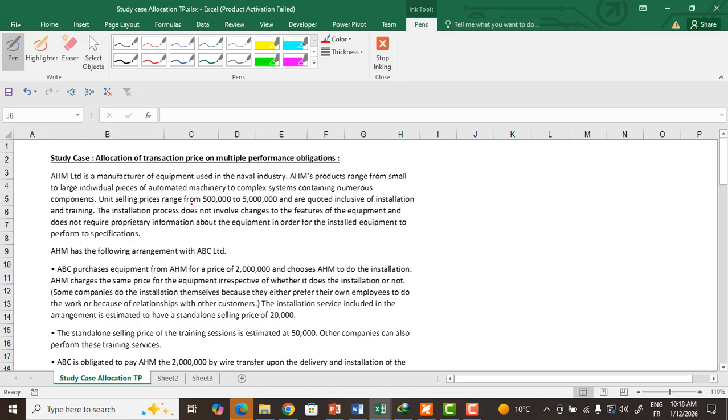Unit selling prices range from $500,000 to $5 million and are quoted inclusive of installation and training. This is very important. The installation process does not involve changes to the features of the equipment and does not require proprietary information about the equipment in order for the installed equipment to perform to specifications.